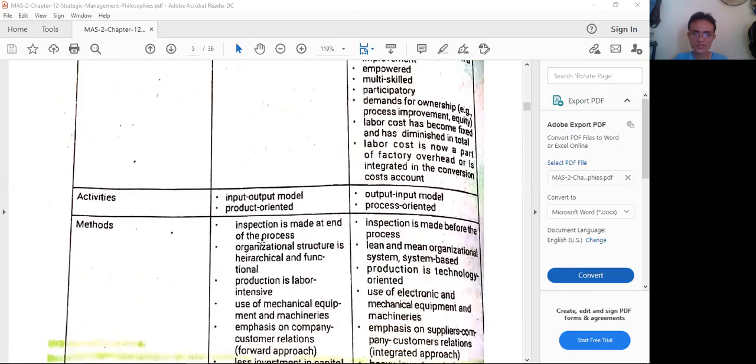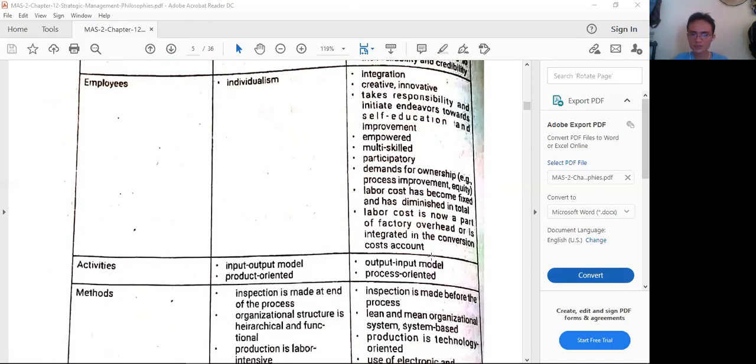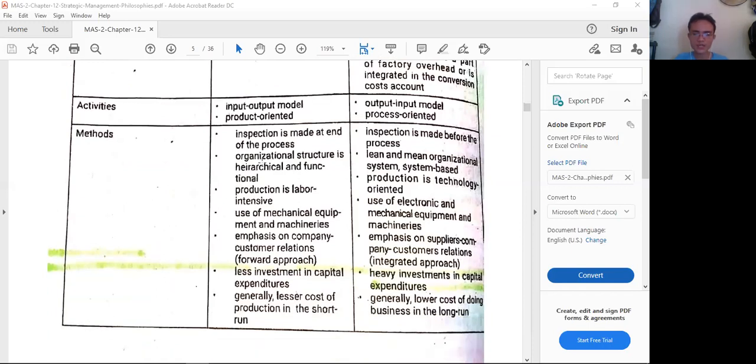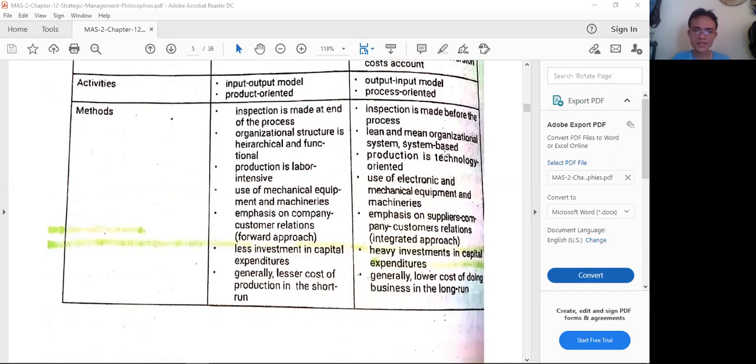Activities, you have here traditional input, output, and product oriented, but in strategic management is output to input, the reverse, in other words, and very process oriented. Okay, in terms of methods, here inspection is done at the end, but here it is made before the process, meaning all throughout. So it's not enough that inspection is done just one time at the end, because if there are errors committed, then 100% of the cost of the errors will be carried forward at the end also. So that's why the inspection is done all throughout. That's total quality management. Then there are so many things being said here, but we'll just pick.